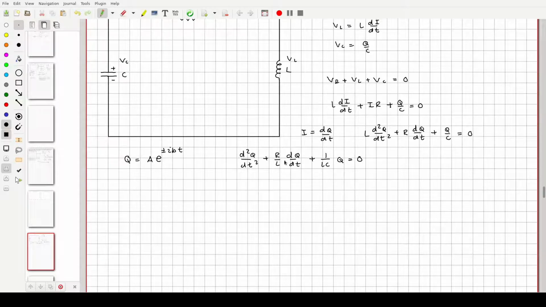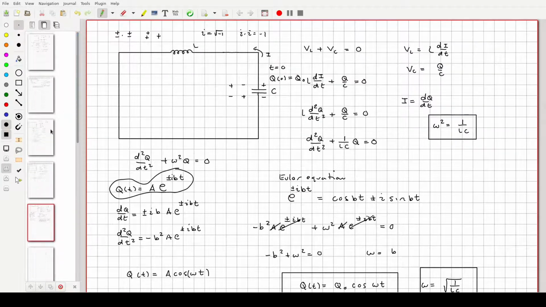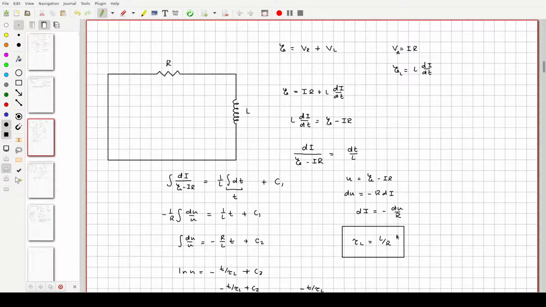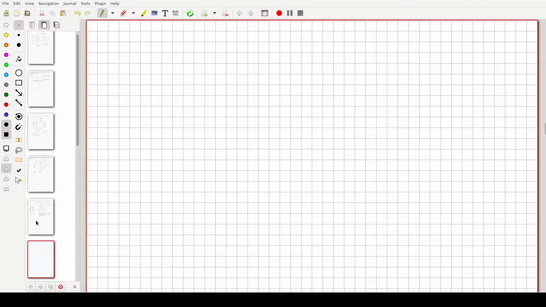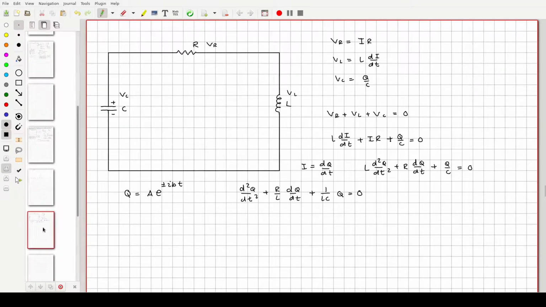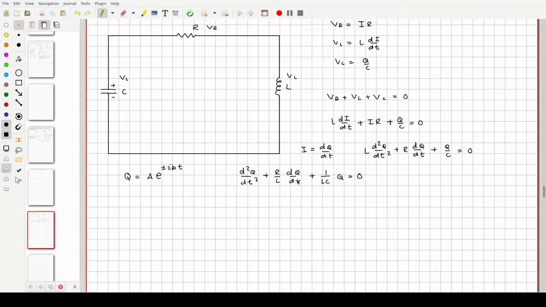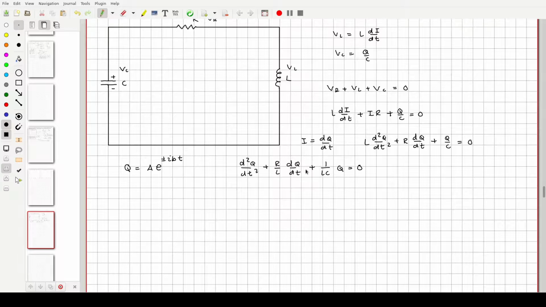Now, you can see, hiding inside these terms right here, things that we've seen before. Like, for example, 1 over LC is omega squared, from this problem right here. And from here, L over R is the time constant that we saw, way back when. So, these are things that have some familiarity to them. But we're not going to write them that way, and you'll see why.